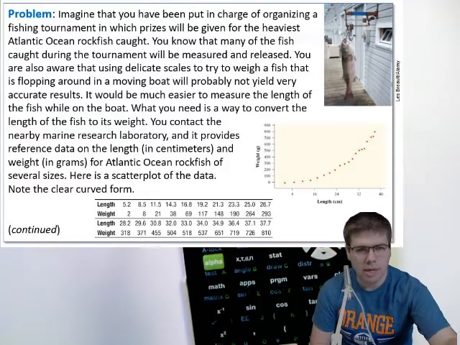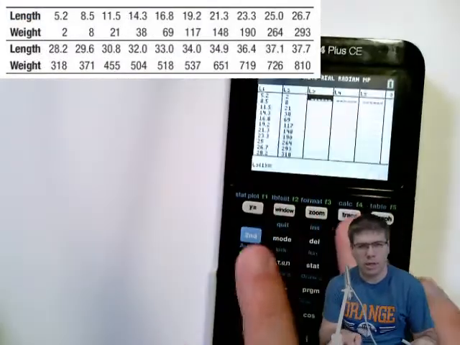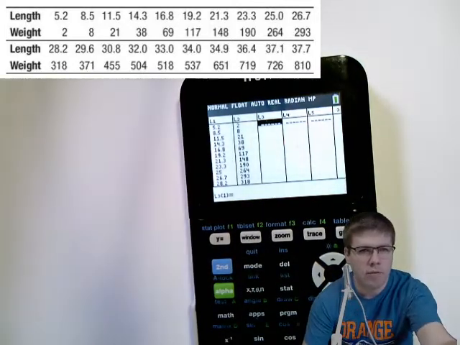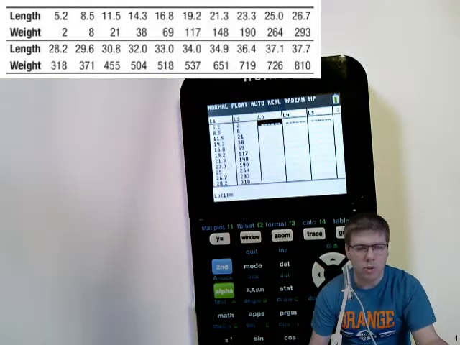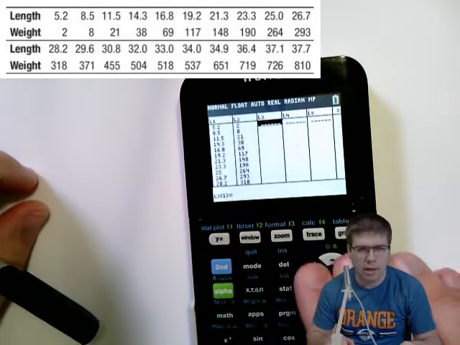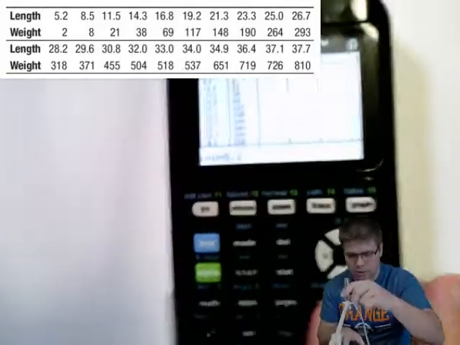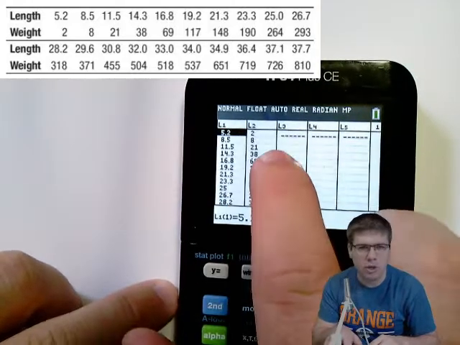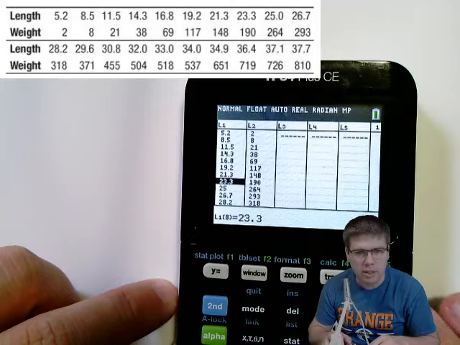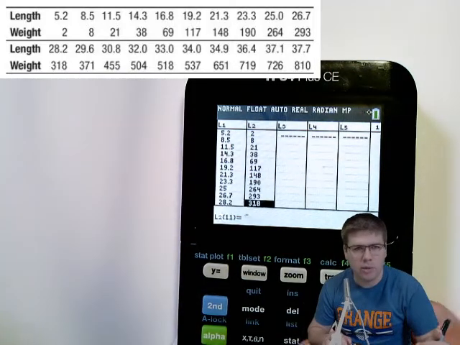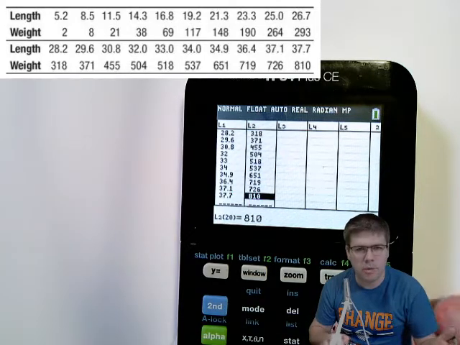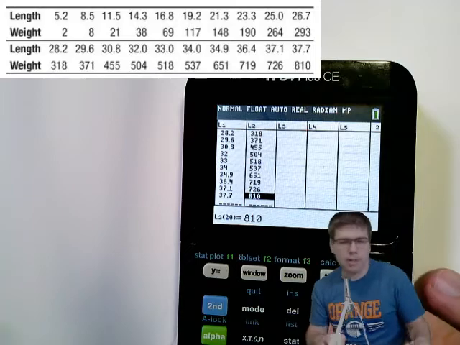All right, so ultimately we've got curved data, so we're going to get that data into our calculator. And so that's what I've done here. Maybe I'll ask you to pause and go ahead and do that yourself if you want to do this alongside with me. Notice there are two rows of data. The 5.2 goes with the 2, and then eventually I get down to this 28.2 for that second row, which goes with 318, and so ultimately we have 20 data values. So we should have 20 data pairs.